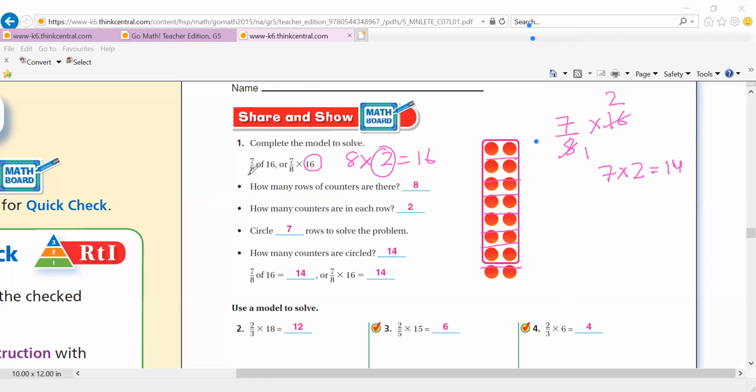It was a mistake. 8 means draw 8 groups. Okay, 8 groups, and in each group 2, because 8 times 2 is 16. See, how many rows of counters are there? There are 8 rows of counters. How many counters in each row? 2. Circle 7 rows. In 7 rows, we have 14 counters.